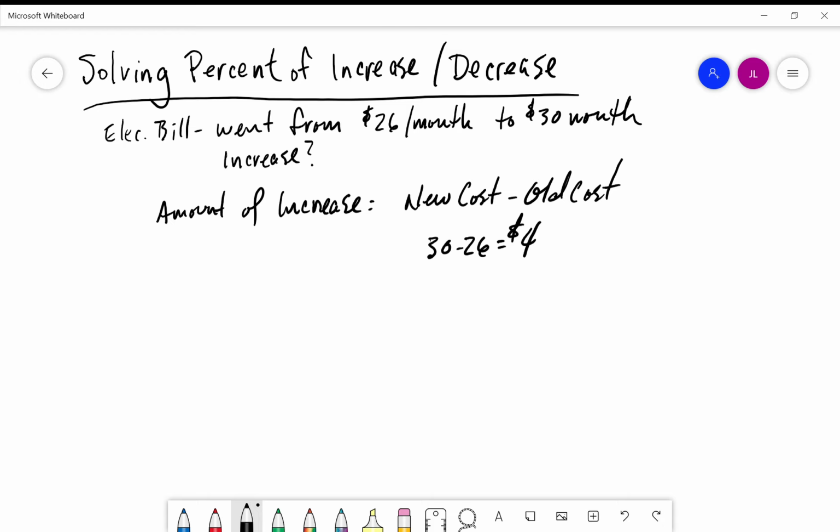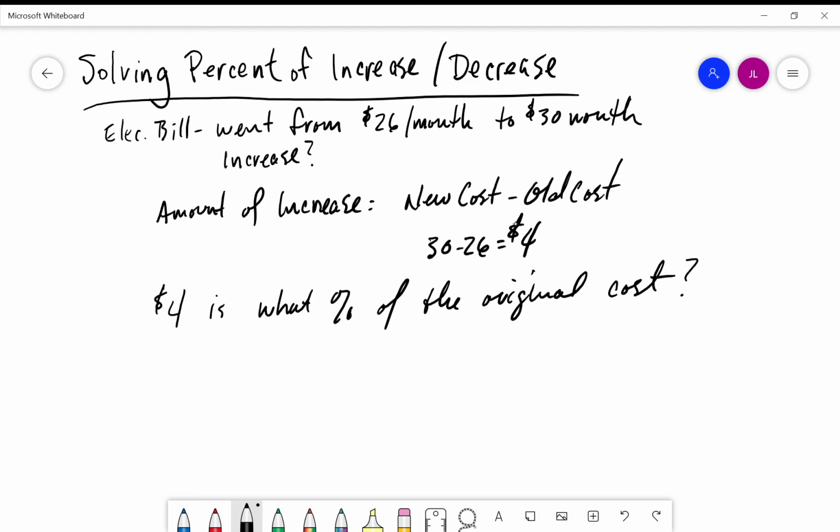But we have to think of what is the percent of increase. For that, we're basically saying, okay, this $4 is what percentage of the original cost. So $4, we're going to say 4 is what percent? Well, 4 equals what percent? We don't know the percent, so it's x times the original cost, which we know is 26. So basically we're saying 4 is equal to 26x.